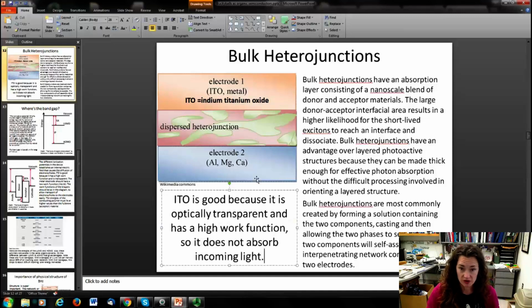Okay, so it's transparent, that's good. And then for the back electrode, it doesn't have to be transparent, and so you just have something where you've chosen your work function accordingly, and I'll discuss that in just a second.